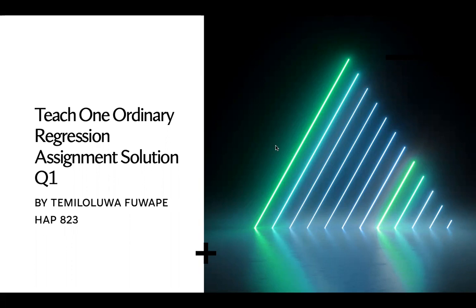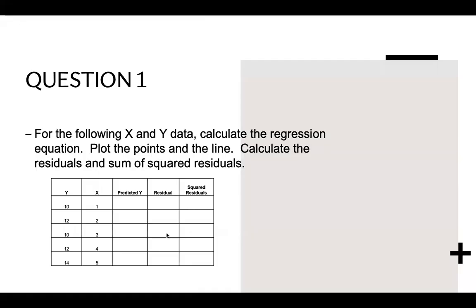I'll be talking about the Teach One on ordinary regression assignment, and I'll be discussing the solution for question one. So this is the question. It says, for the following x and y data, calculate the regression equation, plot the points and the line, calculate the residuals, and the sum of squared residuals.